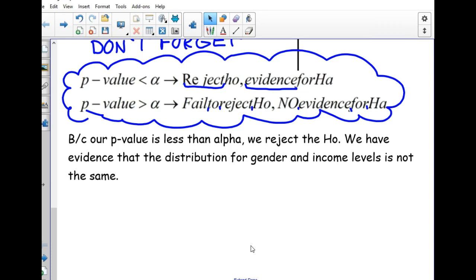Get your conclusion down, and I'm going to go chat with Lainey because I didn't understand her question. Because our p-value is less than alpha, we reject the H naught. We have evidence that the distribution for gender and income levels is not the same.